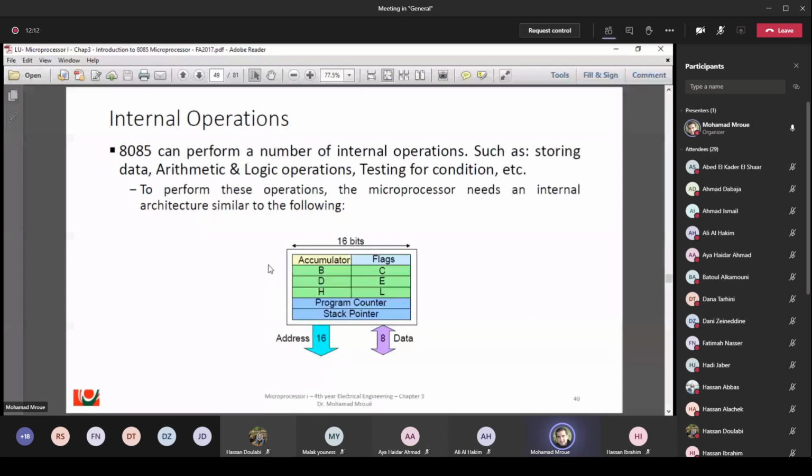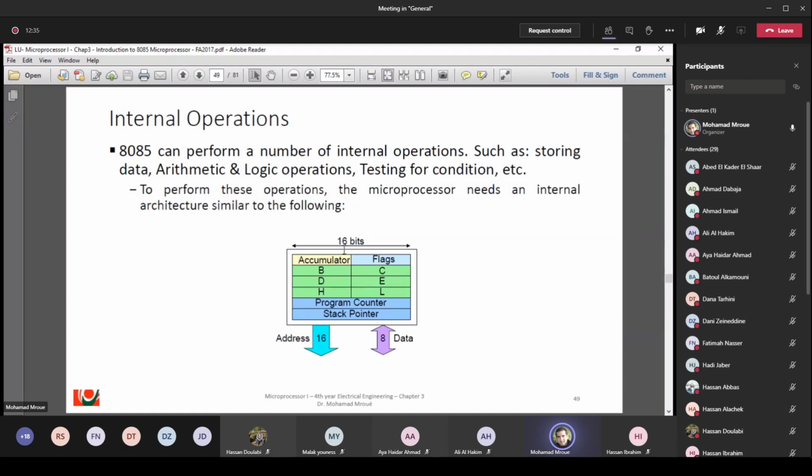Now the 8085, and its internal operations. The 8085 can perform a number of internal operations, such as storing data, arithmetic and logic operations, testing for conditions, etc. To perform these operations, the microprocessor needs an internal architecture similar to the following.